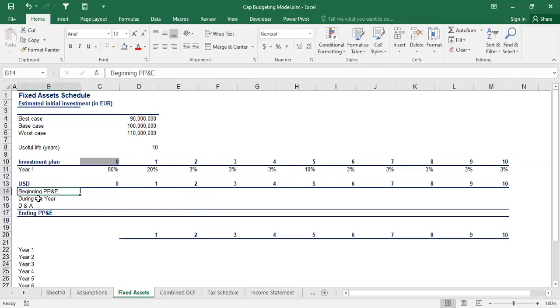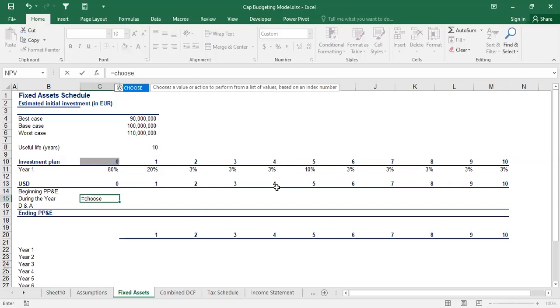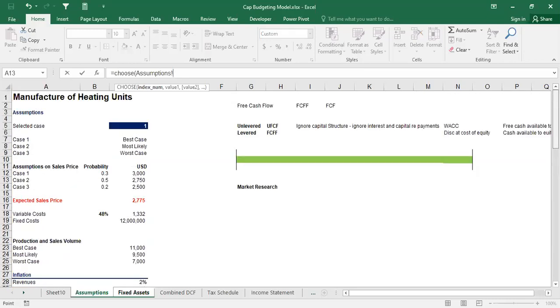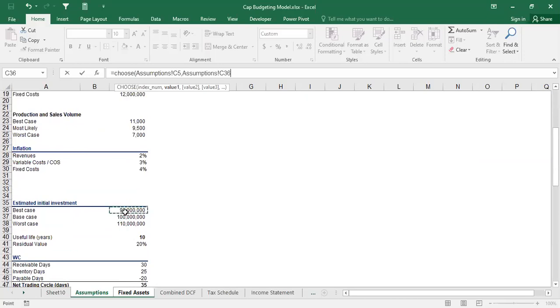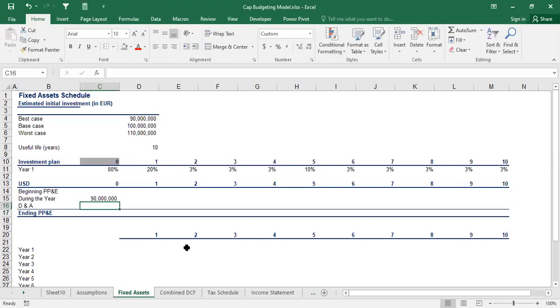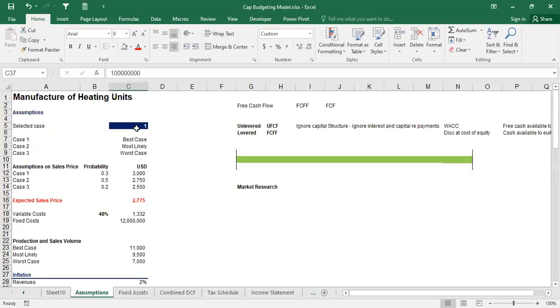And then you have your beginning PPE during the year, and you have to choose them here. So what we are going to do, we are going to take the same formula for cases, like we will go with our choose formula, which we used before, and we come back to our assumptions, and we will say that this is one, which is our case one. And then the three options for investment are 90 million, or probably 100 million, or probably 110 million. And you close it.